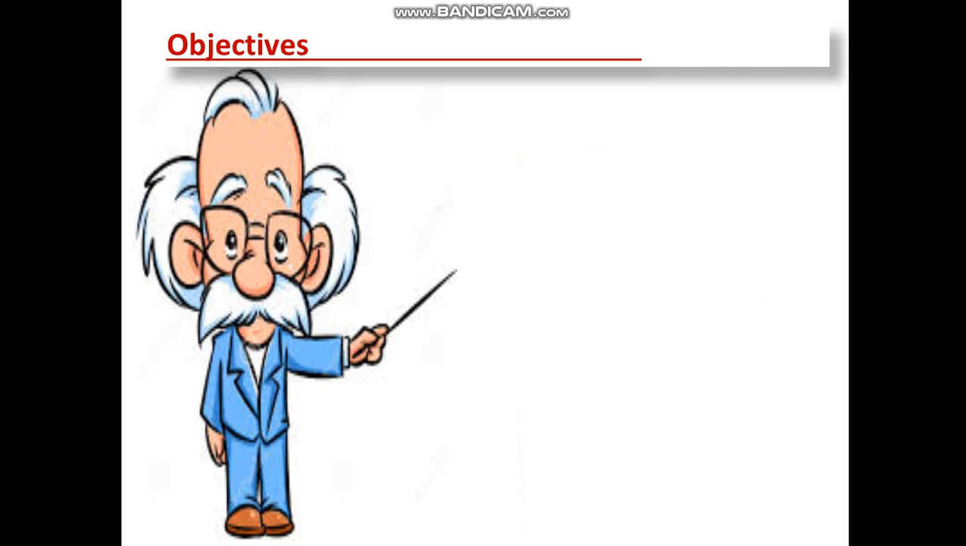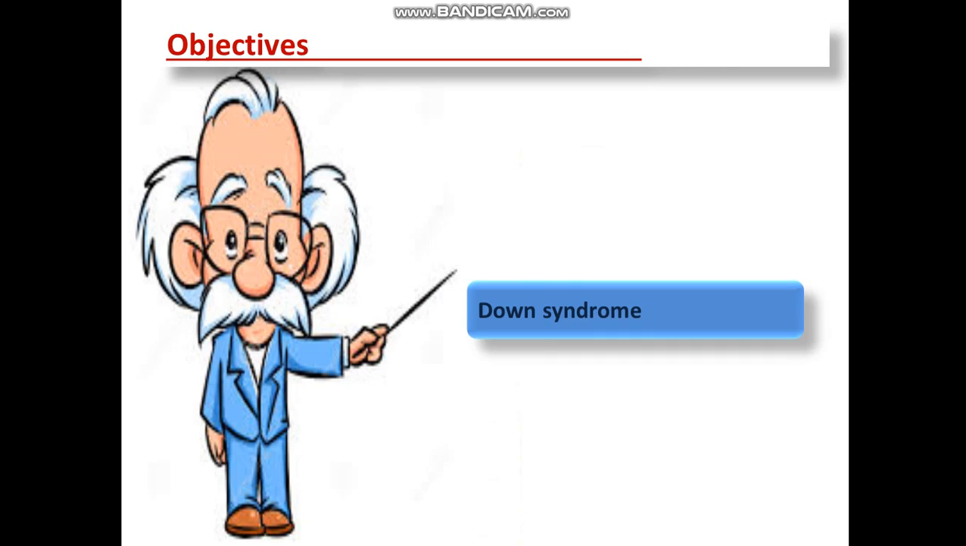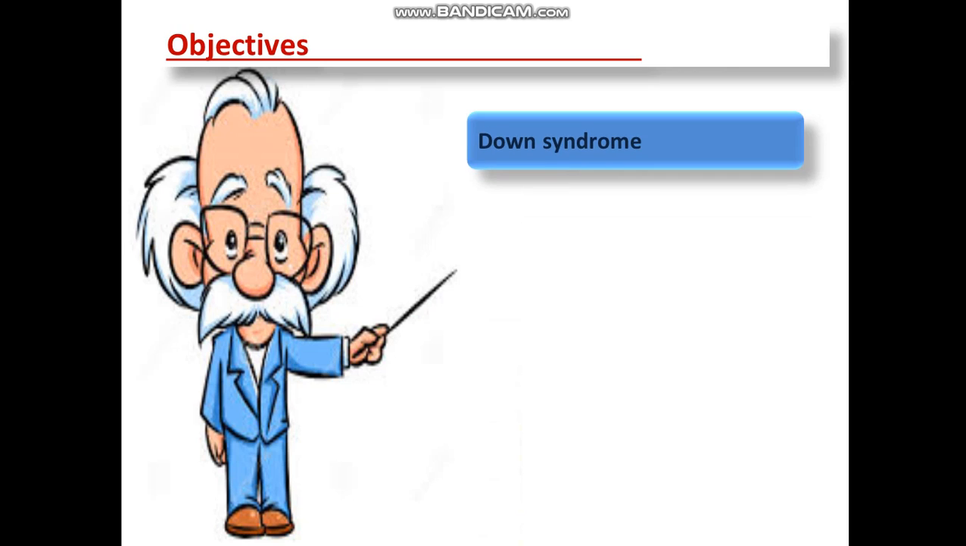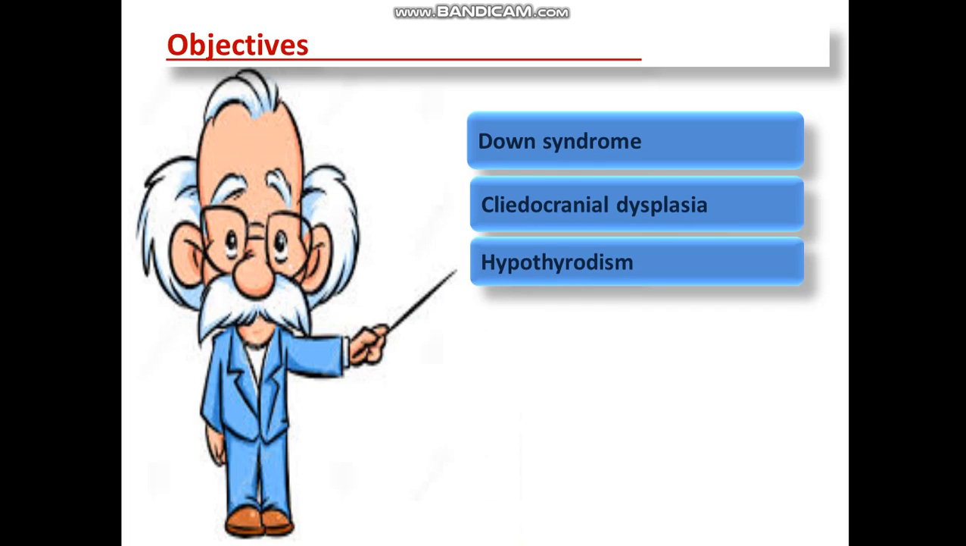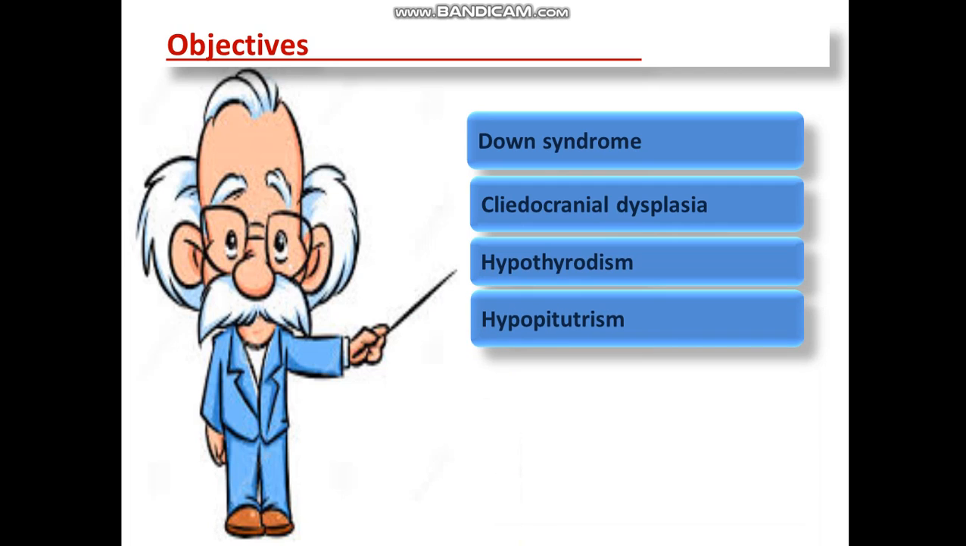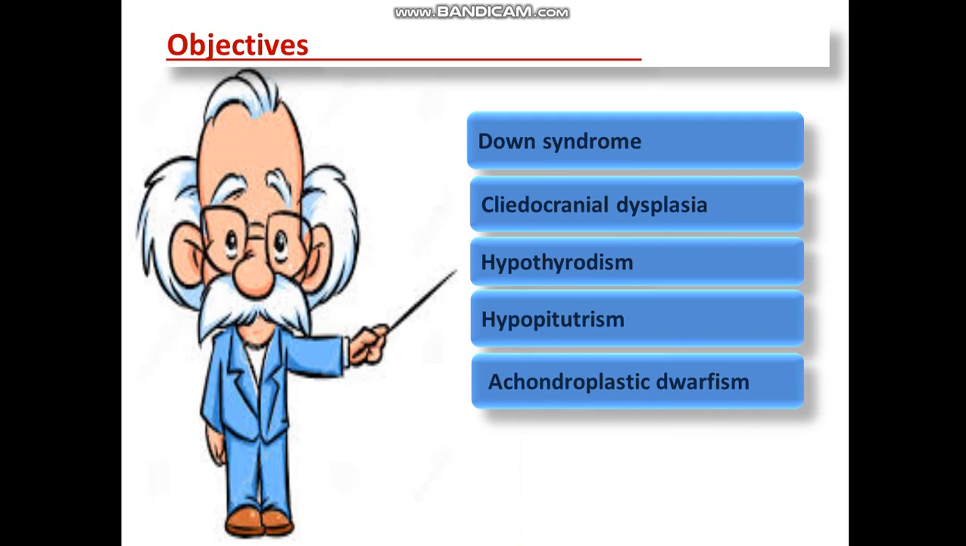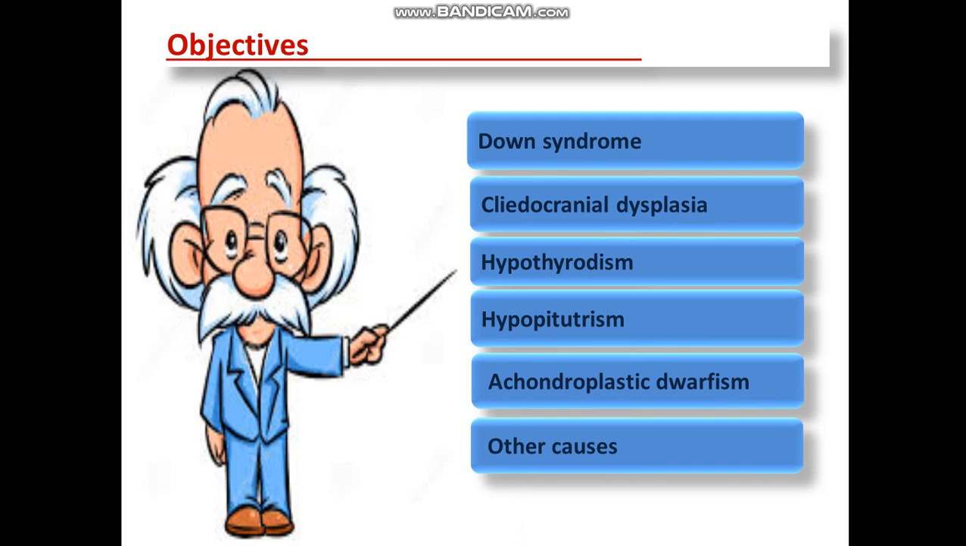Objectives of this lecture. In this lecture we will talk about Down syndrome, cleidocranial dysplasia, hypothyroidism, which is of two types. The first type is congenital hypothyroidism, and the second type is juvenile hypothyroidism. Also, we will talk about hypopituitarism, achondroplastic dwarfism, and other causes that may affect the eruption process.